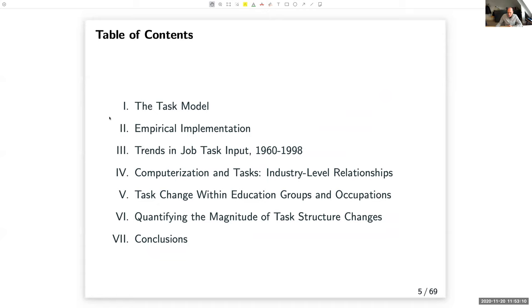Start with a task model, introduce the task data, and then sections 3, 4, 5 take the model to the data, the main analyses. Then section 6 takes the point estimates that we derived in sections 3, 4, 5 back to the canonical framework, to see to what extent we can explain the observed shift in the relative demand for college workers using the underlying task estimates and shifts in the relative demand for labor tasks that we analyze in sections 3, 4, 5.